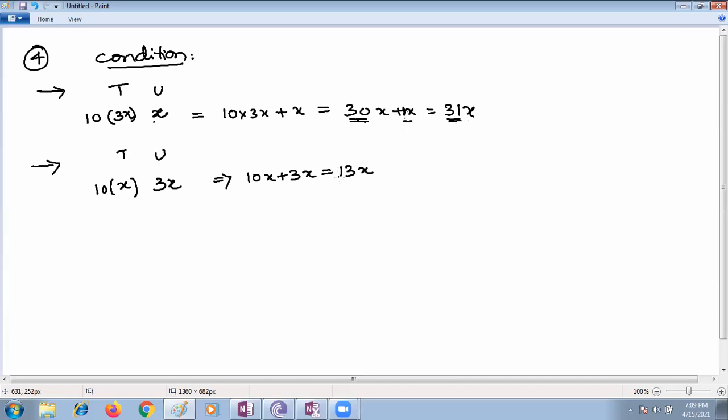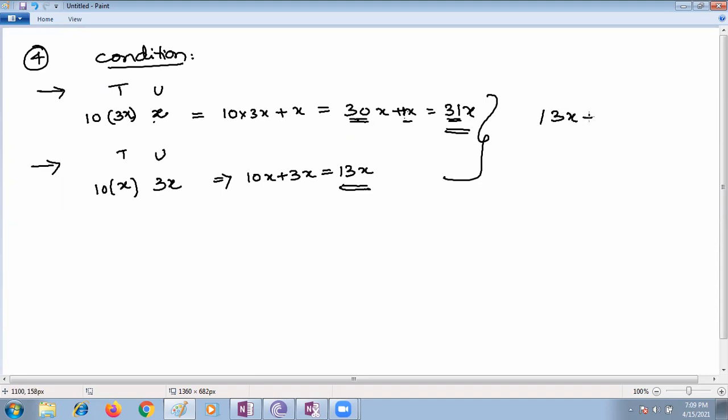Now these are the two numbers we are getting, and one more condition is given. Suppose we take the original number as 13x, and the number resulting from interchanging is 31x. What is the condition given? If you sum up these two, what is the result? 31x plus 13x is equal to 88.